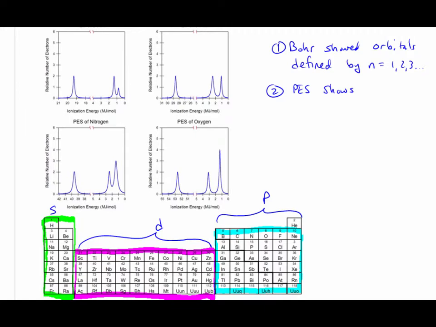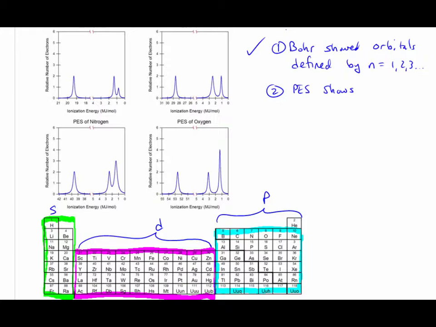Okay, in our last installment, we found a very interesting experimental result, and that is that these photoelectron spectra gave us more information about the periodic table and about atoms than we had before. First, Bohr showed us that orbitals help define our atoms by giving us these n equals 1, 2, 3, all the way up to infinity levels, and that would describe the absorption and emission spectra we saw for the atoms.